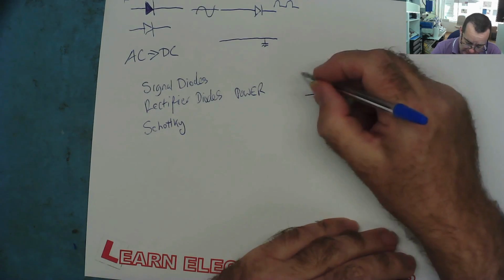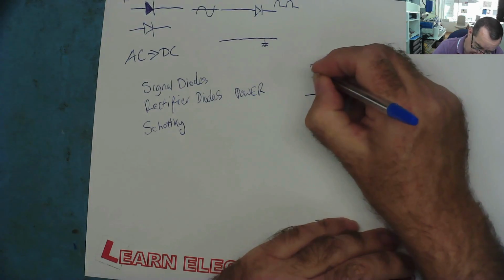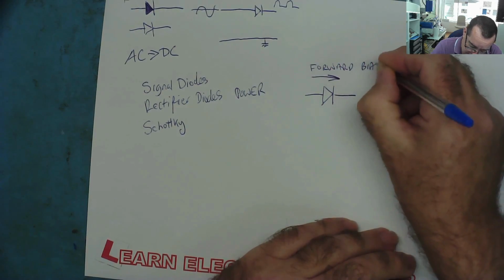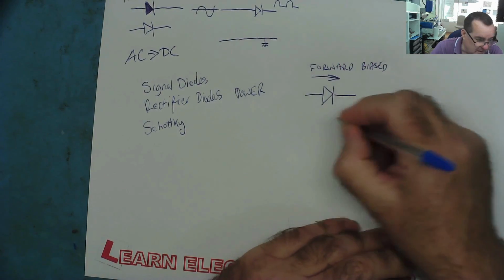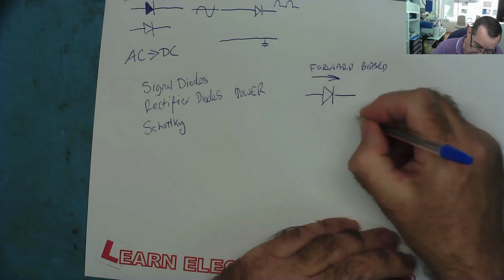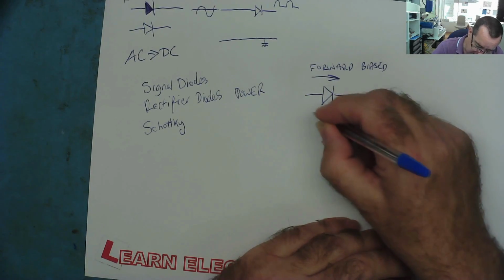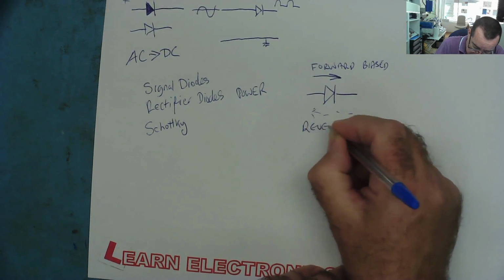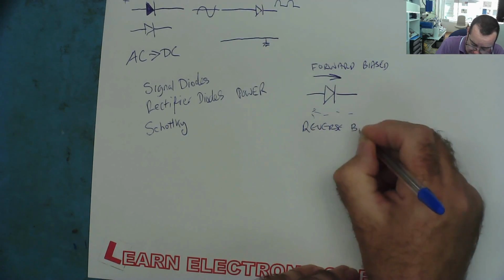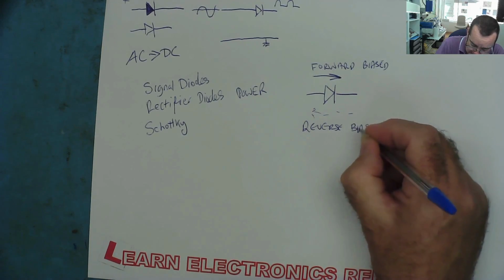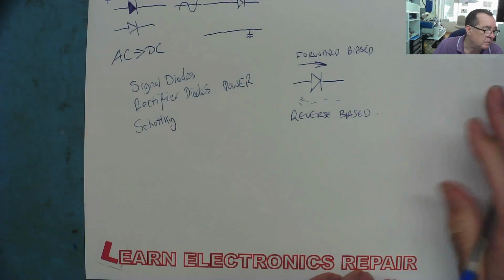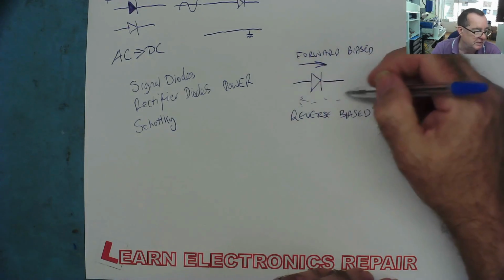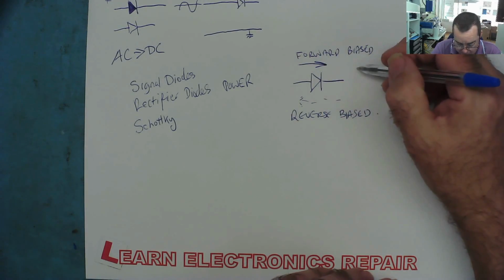When the diode is passing current this way, it's called forward biased. And when it's blocking current, so you're trying to pass current this way but you can't because it's blocked, this is called reverse biased. Okay. And you have to apply a certain amount of voltage across the diode before it will start to conduct.